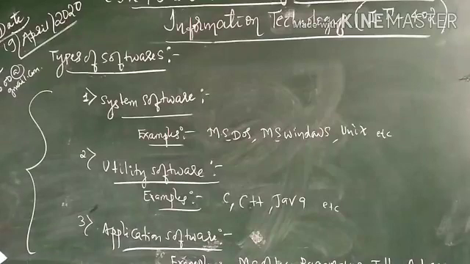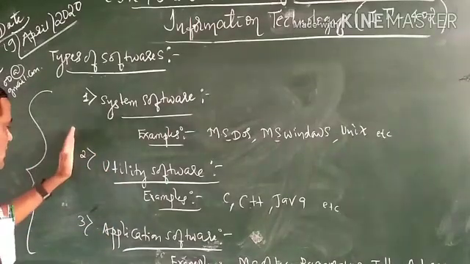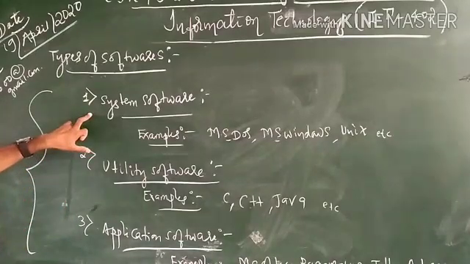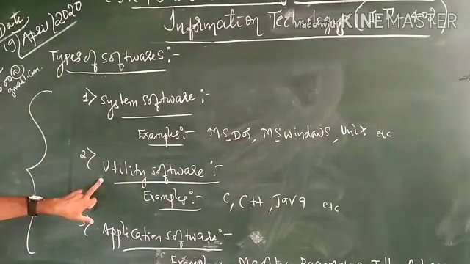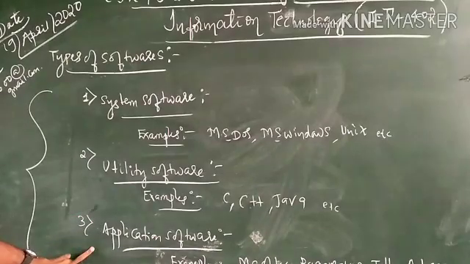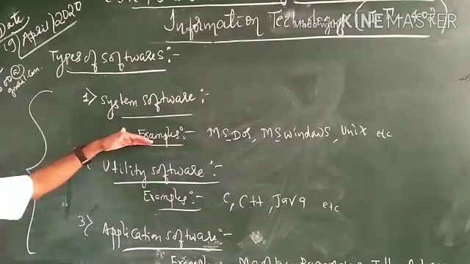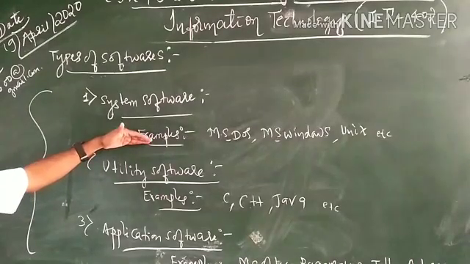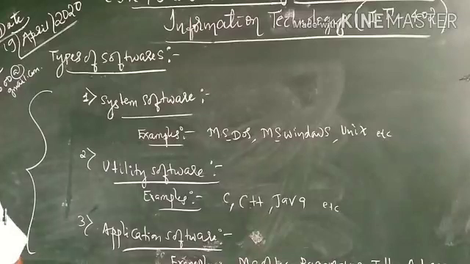That software is mainly classified into 3 different types. One is called system software, the second one is called utility software, and the third one is called application software. One by one we will define them with examples in today's lecture, session 4. Okay, coming to the first one, system software.